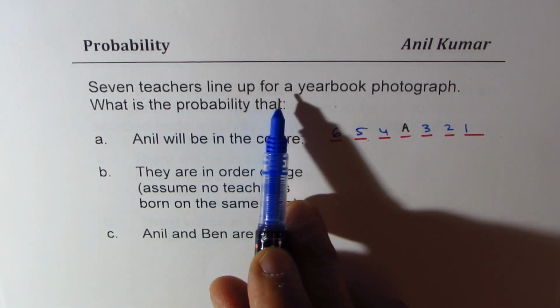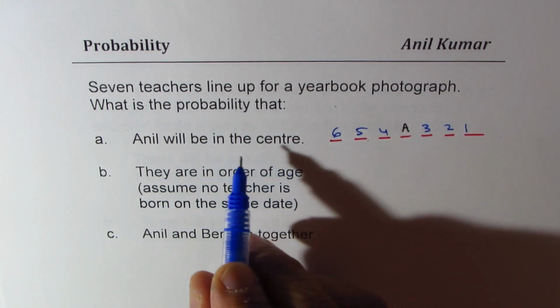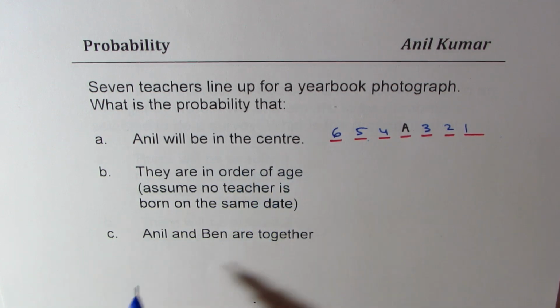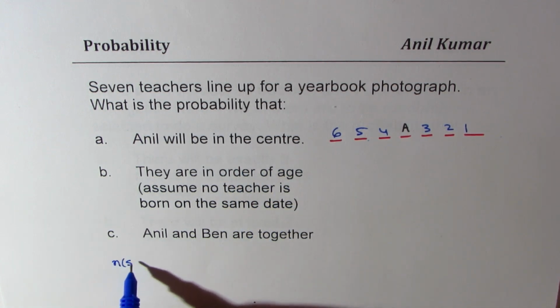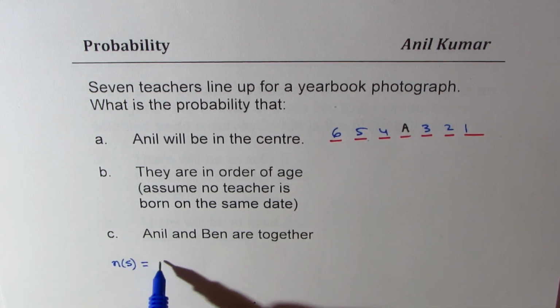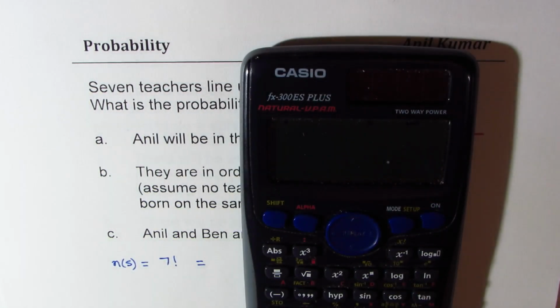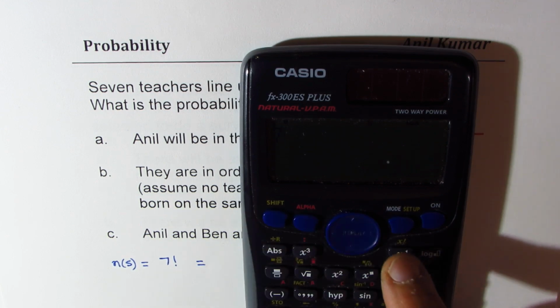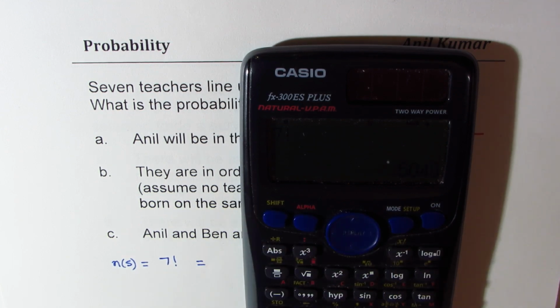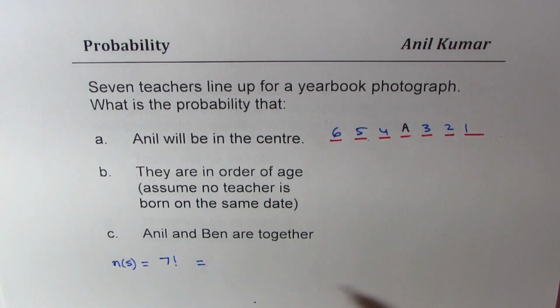Now, what is the total number of combinations? In this particular case, in our sample space, since there are 7 to make a selection from, we have 7 factorial ways, right? Which you could write as a number. Let's use the calculator. 7 factorial. Since this is going to be the denominator for all, 5040.